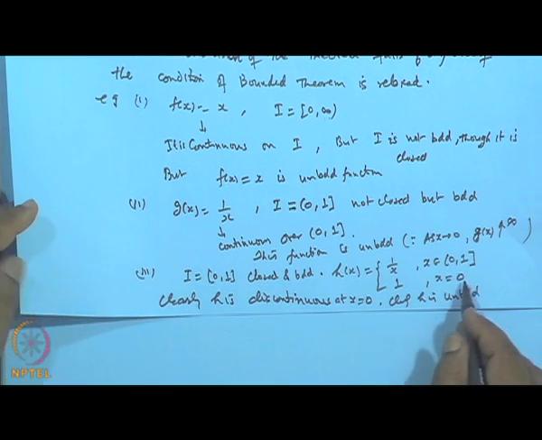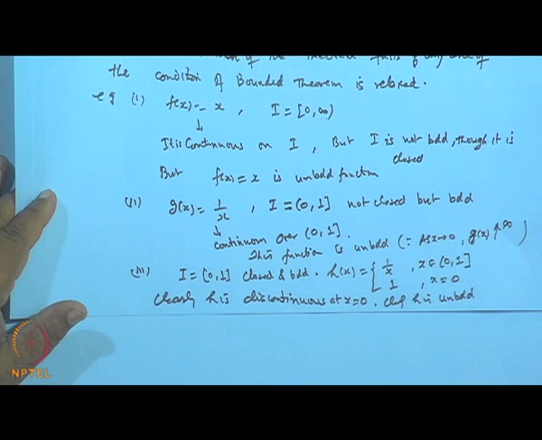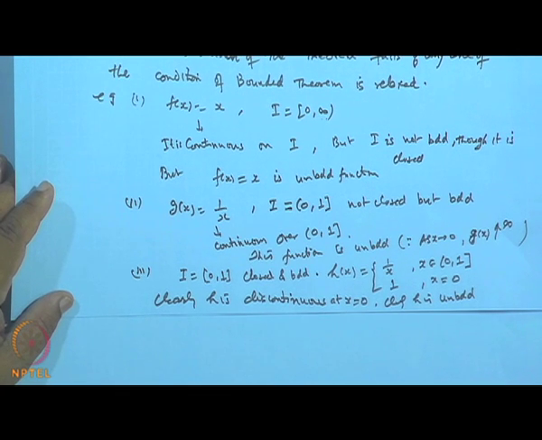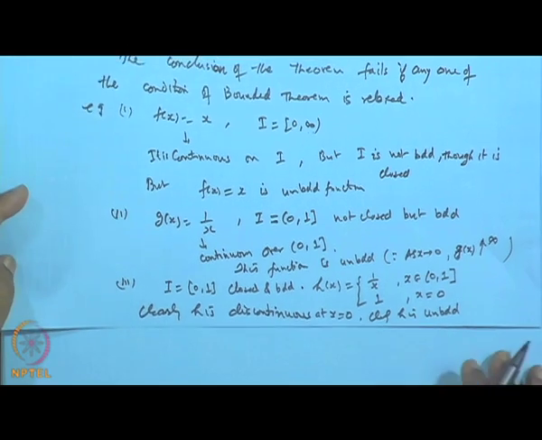When x approaches 0, this is not a bounded function. 1 by x on (0, 1] is continuous but unbounded, and on 0 it is discontinuous and unbounded. So we can see that the boundedness theorem is only applicable when all three conditions are taken into consideration. The next result which we want is the maximum minimum theorem.